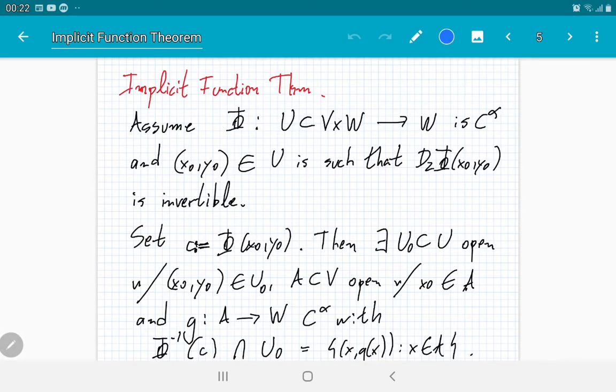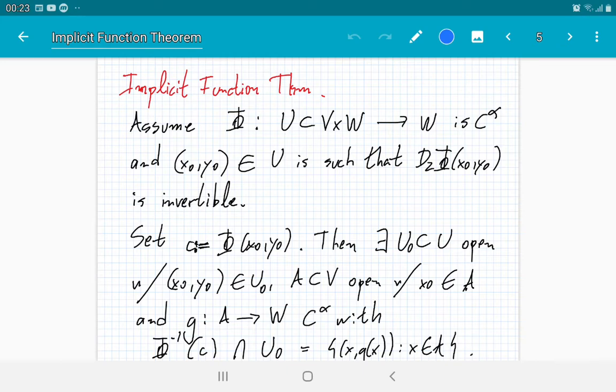Okay, what's the implicit function theorem? It's like the inverse function theorem in that it's a local theorem. But the local theorem now says something similar to what we said about linear systems. That is that if your linear system is non-degenerate, then the y coordinates can be written in terms of the x coordinates for all solutions.